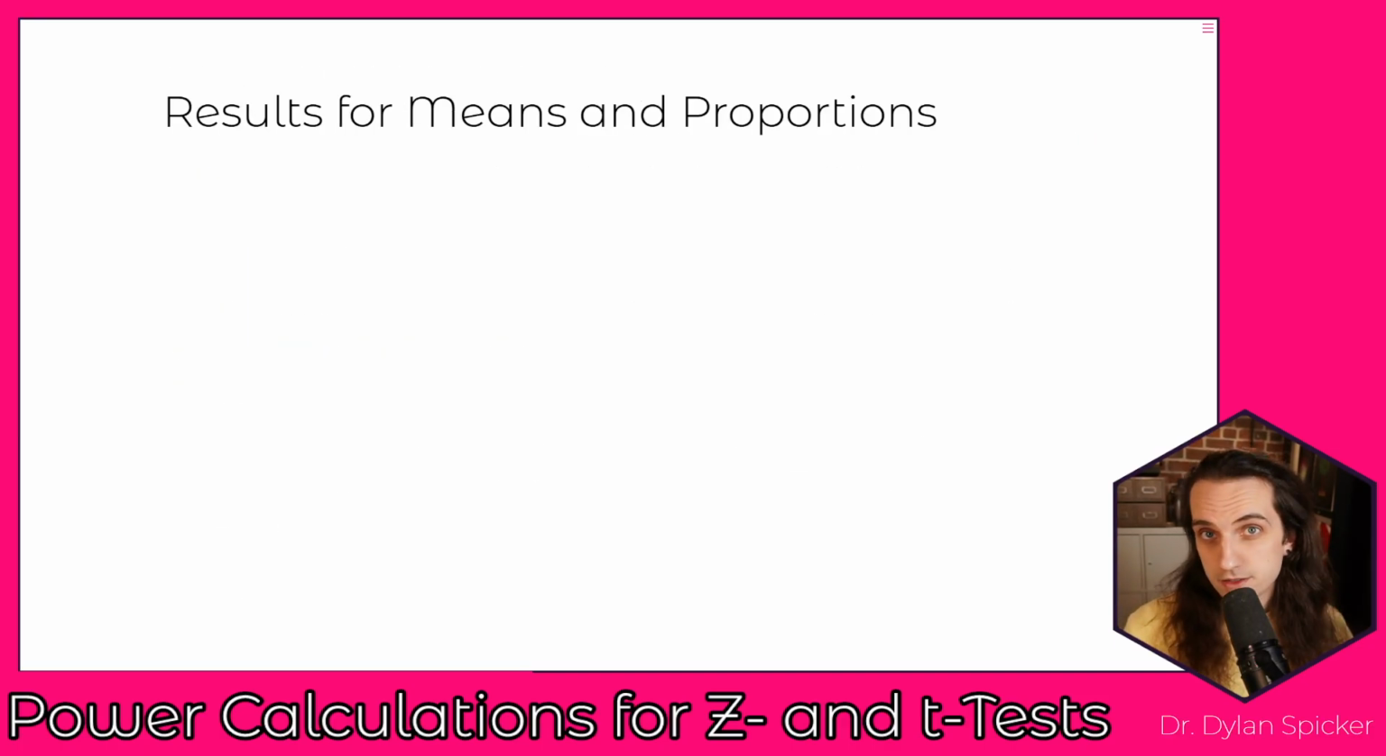Now, there are specific results that are useful to see for our means and our proportions. They're going to follow the general trends that we just set out, but if we're testing a mean, we're probably using a z-test or a t-test. If we're testing a proportion, we're probably using a z-test, and as a result, it's useful to see the power calculations for these tests in this specific way.